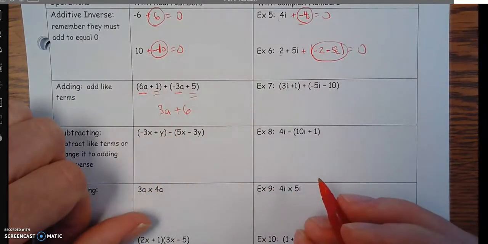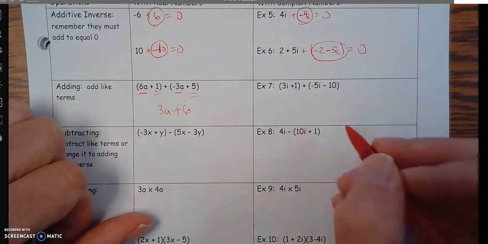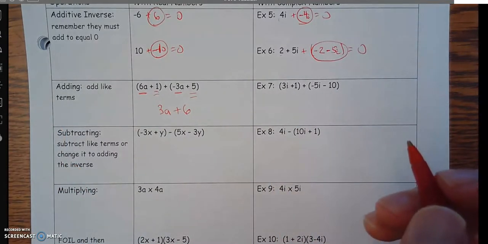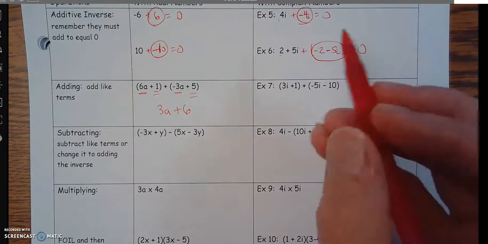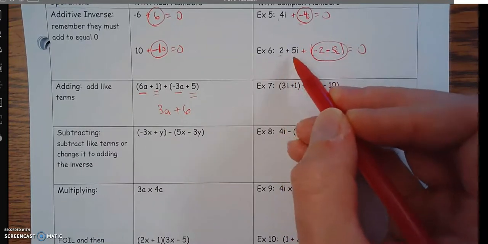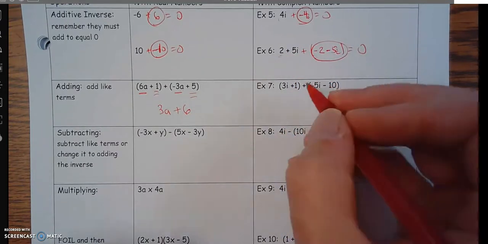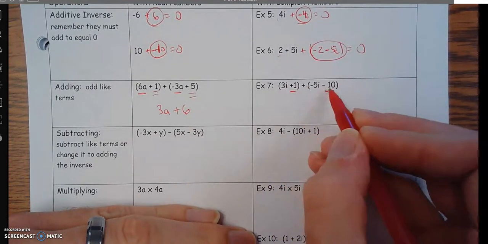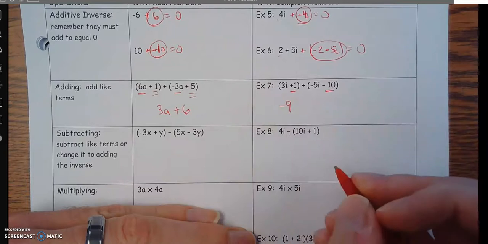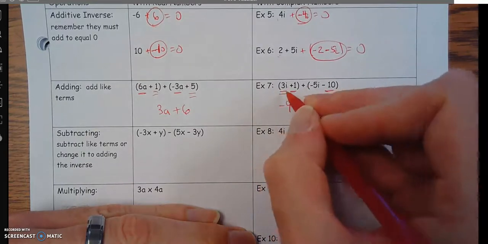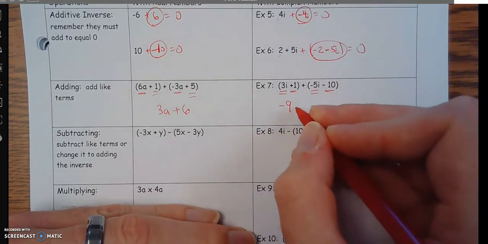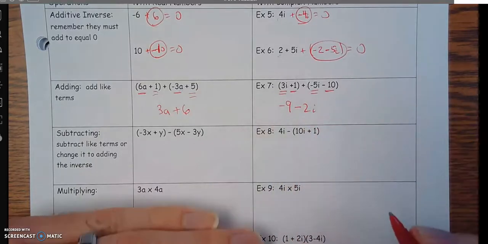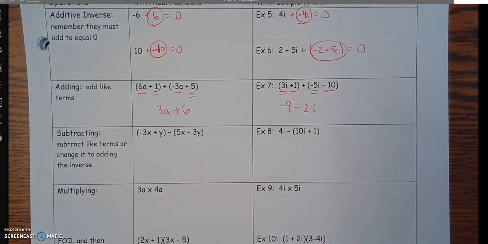So 3a plus 6. Over here now, when we write complex numbers, we want to put the real numbers first, like I have a real number and then the complex number. So when I'm adding these, I'm going to add the real numbers first, just to save some time. So I got 1 plus negative 10, that's negative 9. And then I've got 3i plus negative 5i, so that'd be negative 2i. So we want real first, then the imaginary component second.